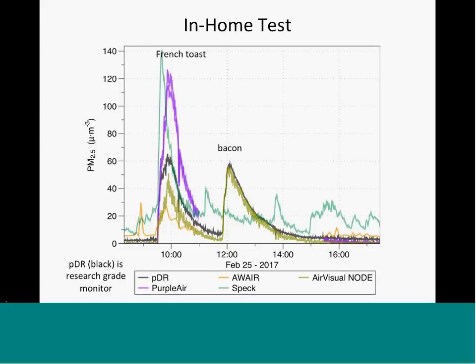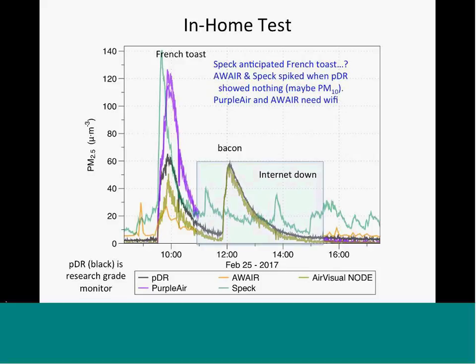Continuing these in-home tests, we cooked some French toast and we fried some bacon. And again, you can see this similar pattern emerging where sometimes events are detected by devices and sometimes not, and it's different between the two devices. And you'll see that in the middle there, for a couple of the devices, the Aware and the Purple Air, we don't have any data.